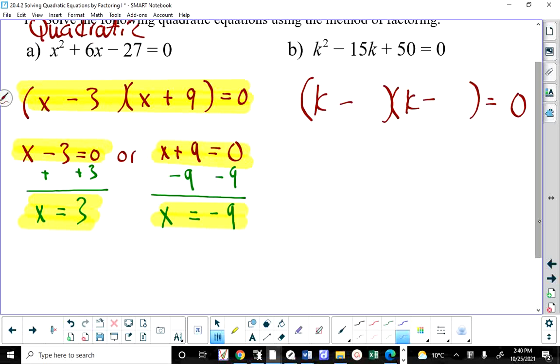So now I just forget about the negatives. What are the numbers that multiply to give 50 but add to give 15? Well, 50 is 2 times 25. Well, 2 plus 25 isn't 15. 5 times 10. 5 times 10 is 50. Oh, 5 plus 10 is 15.